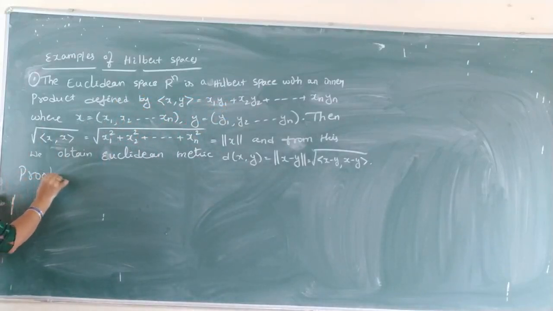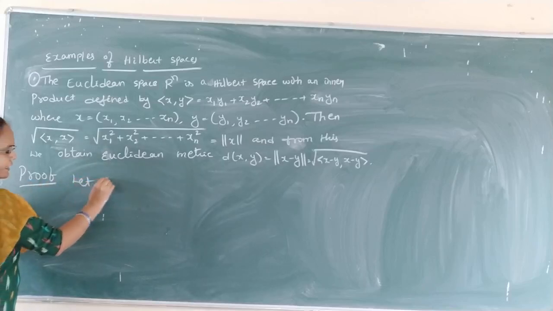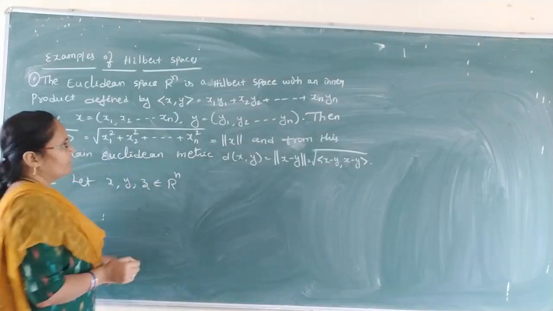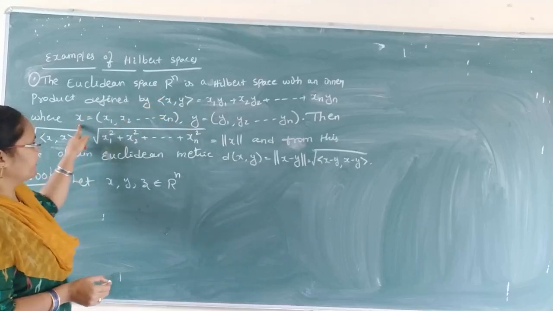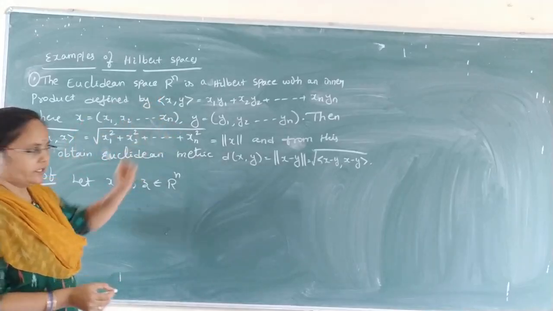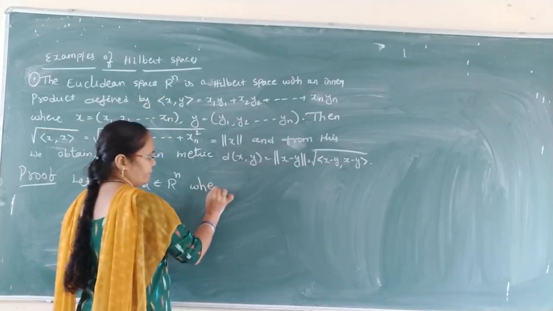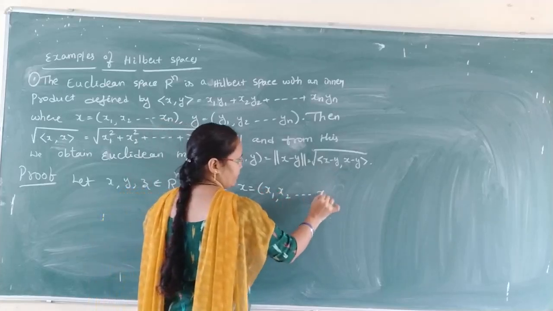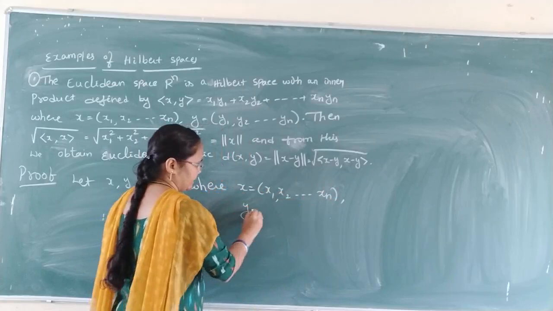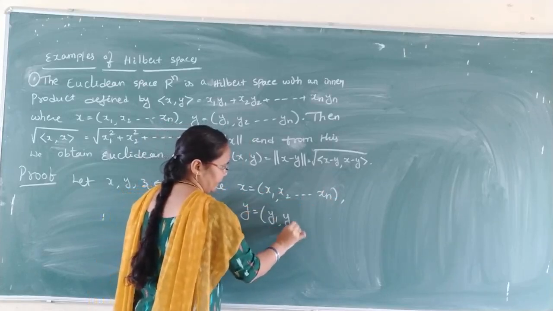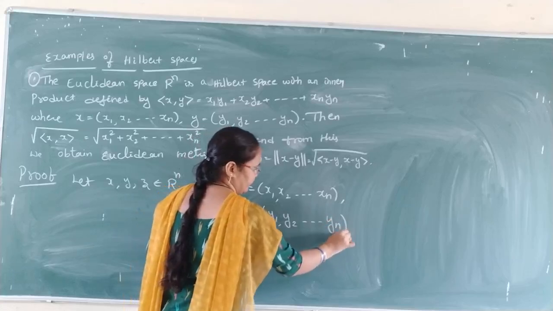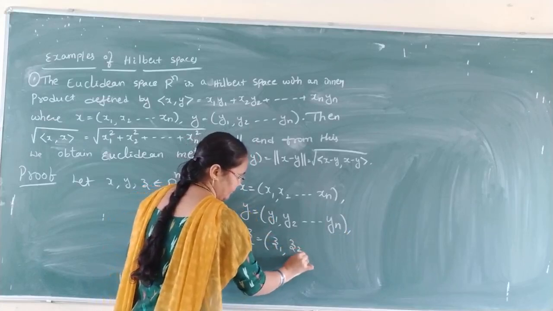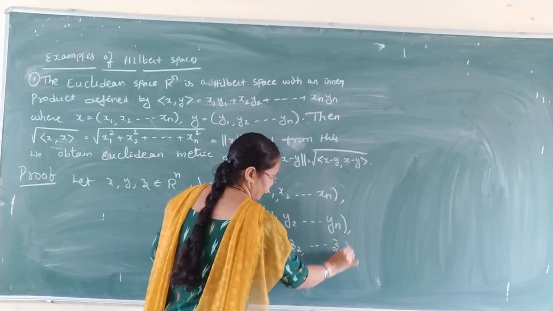For the Hilbert space, we want three elements. We take x, y, z belonging to R power n. Every element in R power n is of the form of an ordered n-tuple. So here we write x is equal to x1, x2, and so on up to xn, y is equal to y1, y2, and so on up to yn. Similarly, z is equal to z1, z2, and so on up to zn.